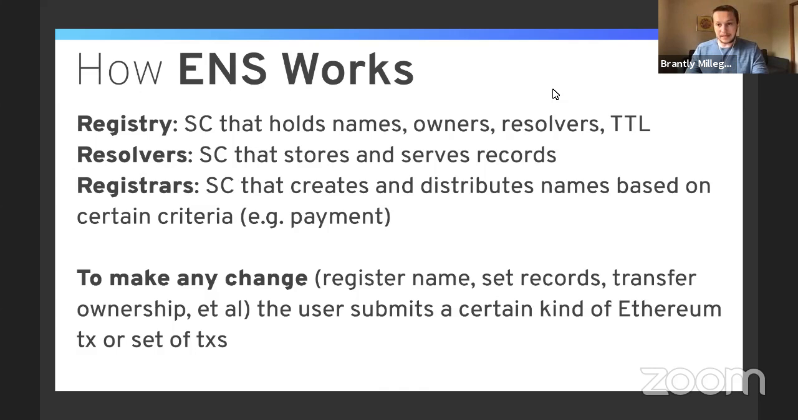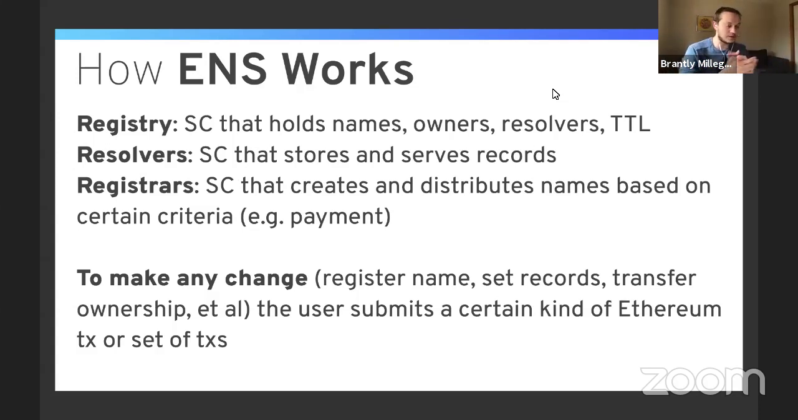So there are three basic types of smart contracts in how ENS works. There's the registry, a smart contract that holds the names, owners, resolvers, and also a TTL, which we don't really use right now. But if you're in the DNS world, you know what that means. It's a very simple smart contract. It just says, this is the name, here's who owns it, and this is where to get the records. That's what a resolver is.